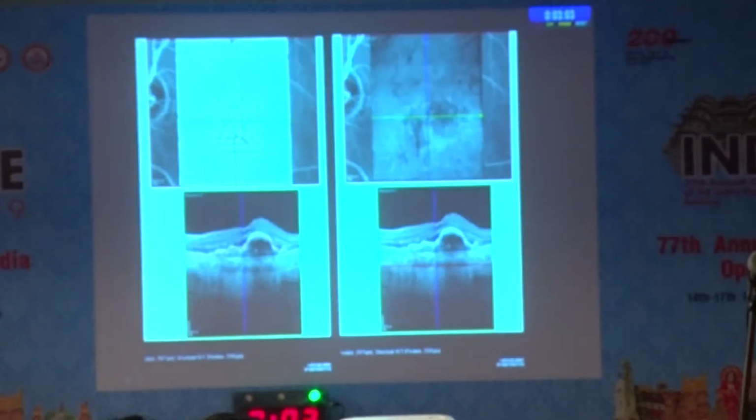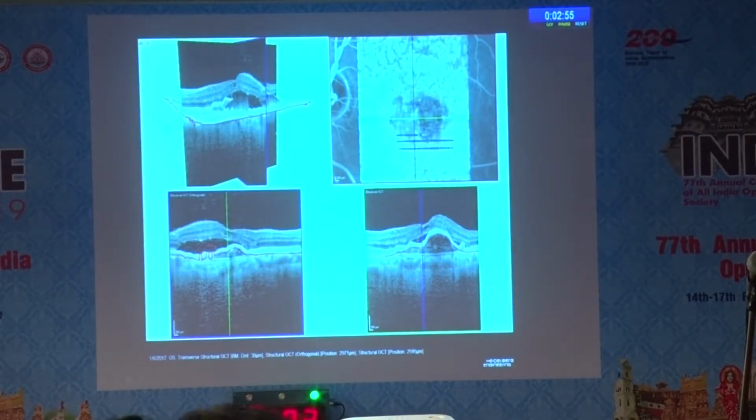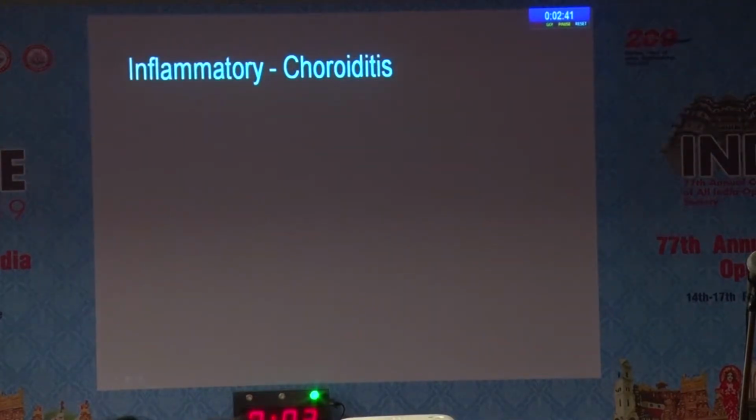PCV, as I said, you can get a wrinkled appearance when you do this cut, and deeper it corresponds to the dilated choroidal vessels. Very carefully, sometimes cut just underneath the level of the PED, you can see polypoidal lesions as well. So this is definitely a precursor and adds a lot of information to the OCTA.